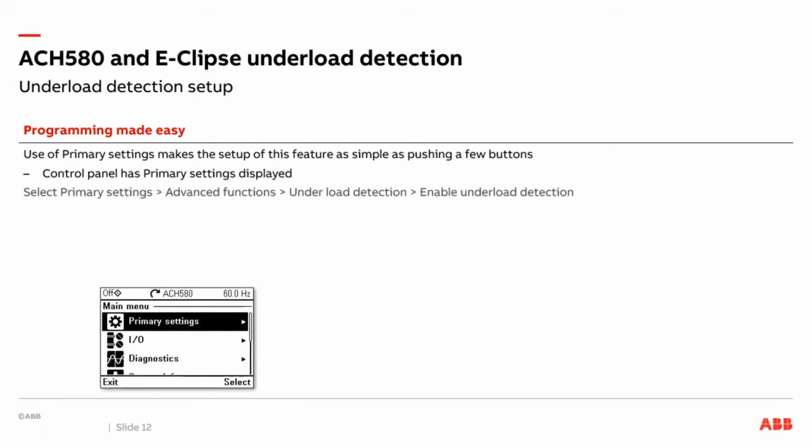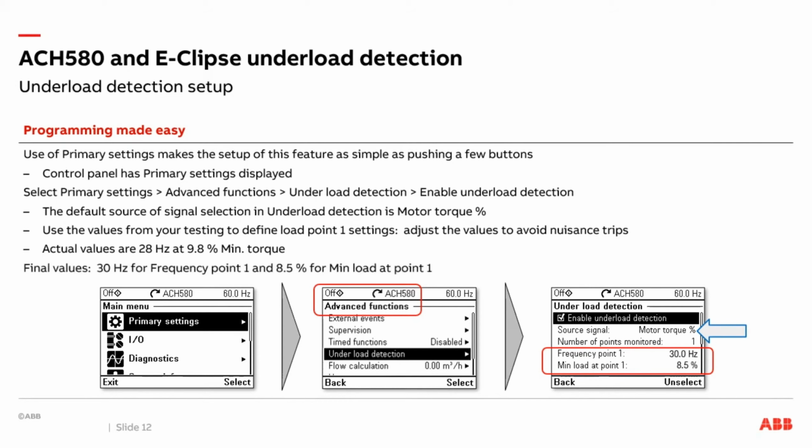Now with your recorded values for speed and torque, you can define load point 1 settings. For example, our data shows that point at 28 Hz and 9.8% min torque. I used 30 Hz for frequency point 1 and 8.5% for min load at point 1.